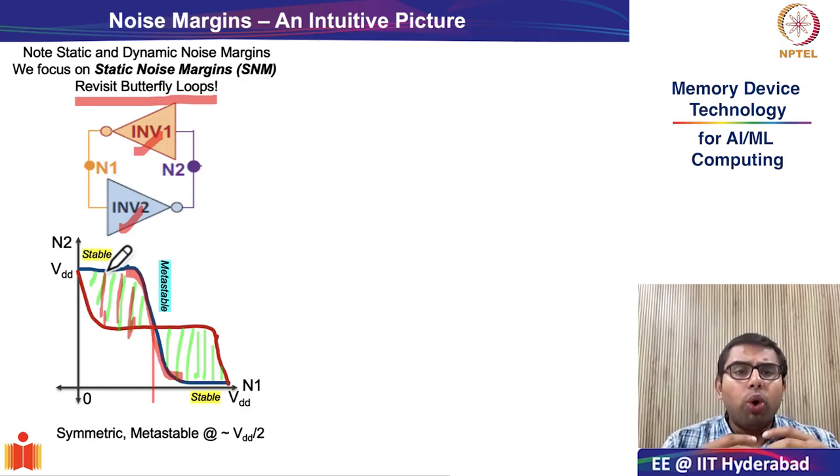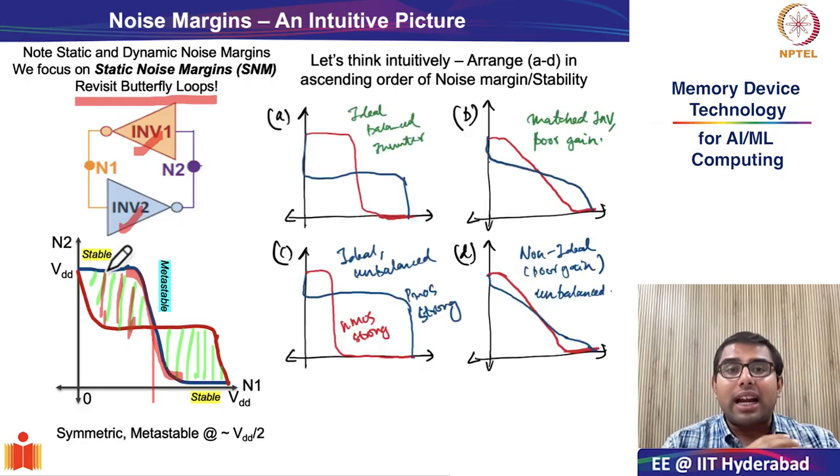Before we go into the nitty-gritty details of noise margin, let us try to form an intuitive picture in our mind that indeed it is the size of the butterfly loops which will ultimately decide how stable your system is. To do that, what I have essentially done is plot in front of you the VTC characteristics of 4 different SRAM cells, which are constructed with different inverter properties. So let us look at the SRAM characteristics shown in figure A.